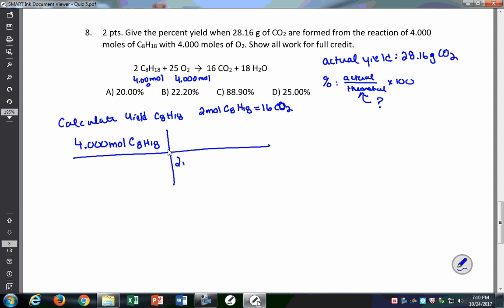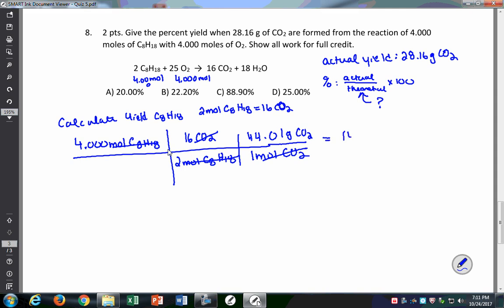So our 2 moles of C8H18 goes on the bottom, so it cancels out, and our 16 moles of CO2. Now that coefficient, 16, is for CO2. Don't switch that up. Keep that with CO2. I'm going to eventually need this in grams. You could just convert this to moles and see which one's less, but it doesn't really matter. I'm going to eventually need one of my yields in grams so I can figure out my percent. So my molar mass of CO2 is 44.01.